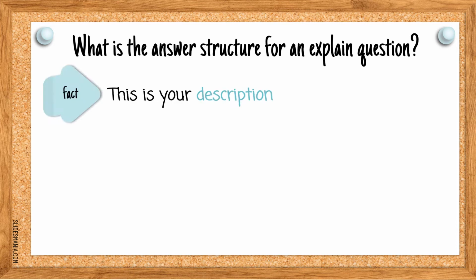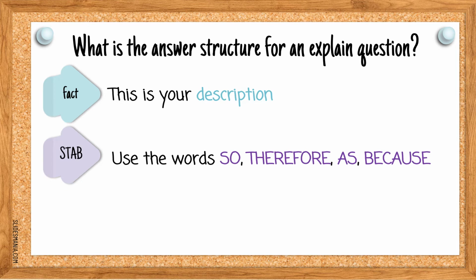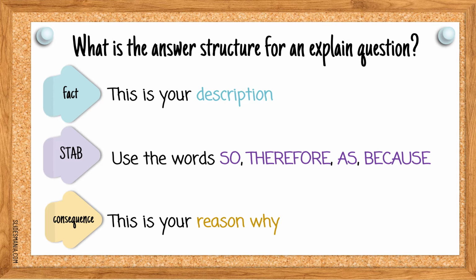The first part is your fact, and this is your description. So just exactly what you would write for a describe question, just a short sentence. You then want to stab your answer. So by using the words so, therefore, as, or because, that means that you're elevating your answer to an explain question. So once you write your description and then use one of those words, your answer will then naturally carry on into your explanation and into the third part of the answer, which is your consequence. And this is your reason why.